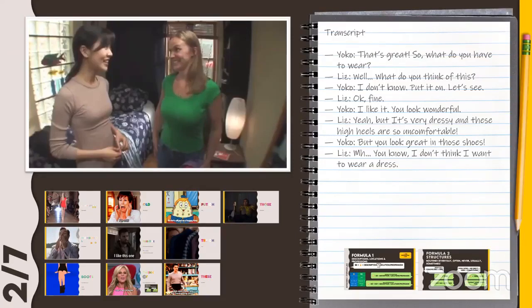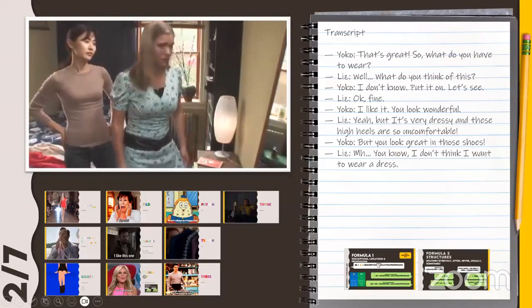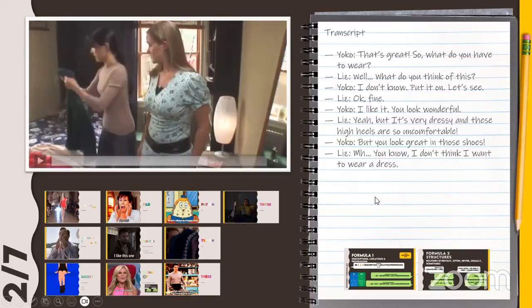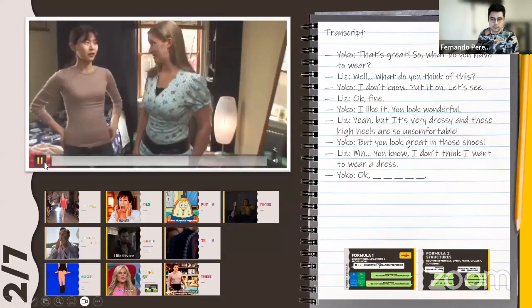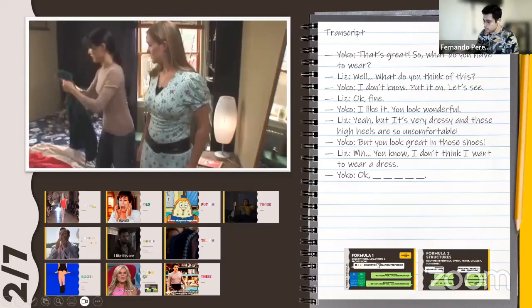Where? Action. In those shoes. You know, I don't think I want to wear a dress. Okay. Well, how about a skirt? Okay. But. Okay, continue. But. No, repeat, please. Sure. Want to wear a dress. Okay. Well, how about a skirt? Okay, well.